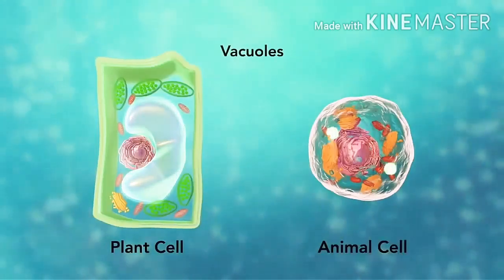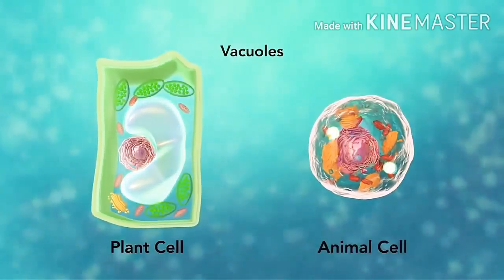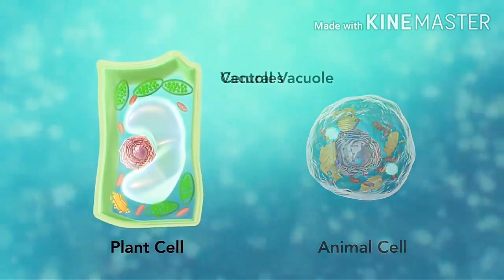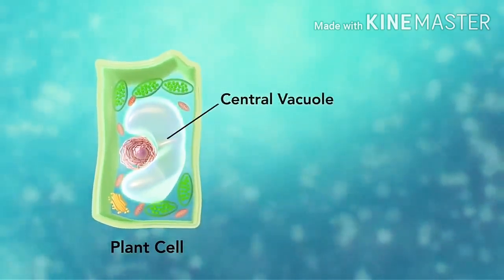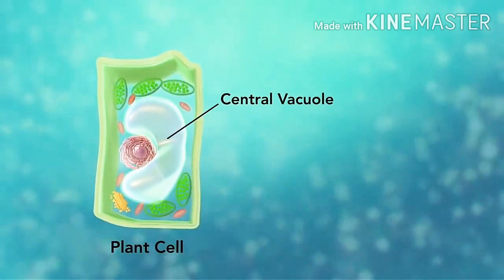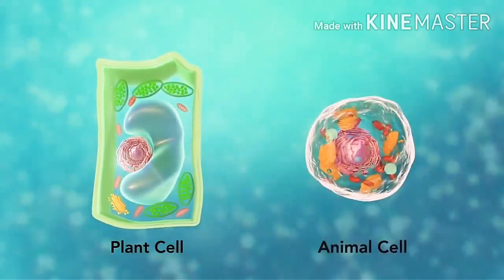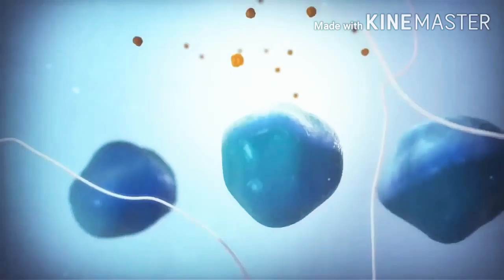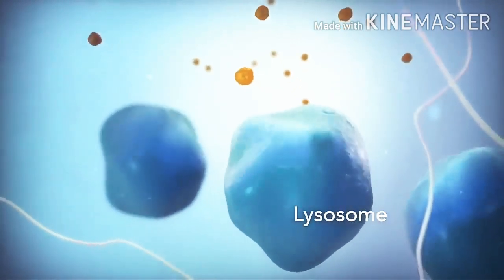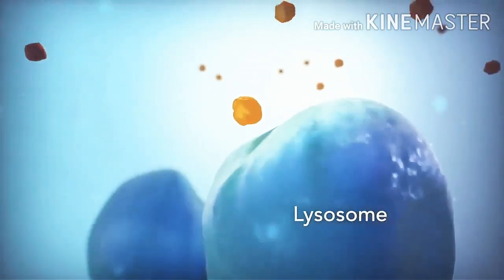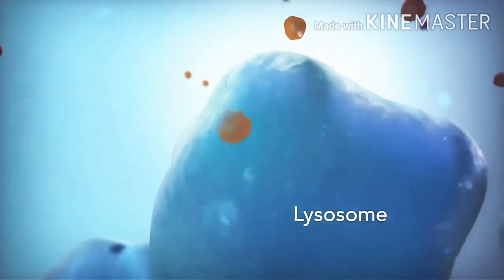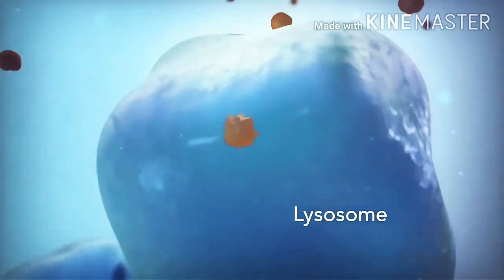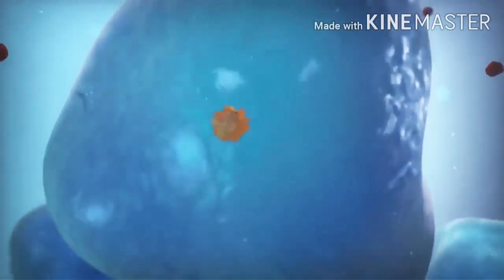Now we will study vacuoles. Vacuoles are present inside the plant cell in a larger form. A plant cell has a large vacuole inside it. But on the other hand, animal cells have a few vacuoles. Now, lysosome. Lysosome is the suicide bag of the cell, which digests the waste materials of the cell. It removes the waste from the cell.